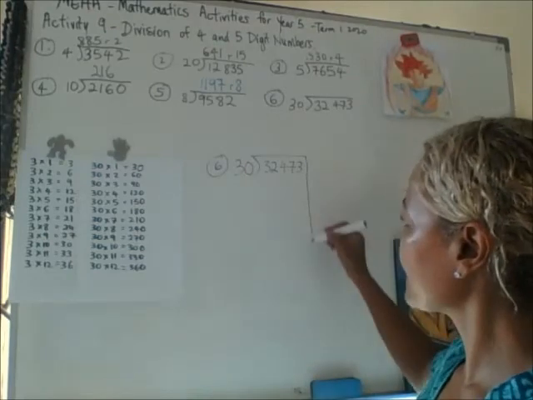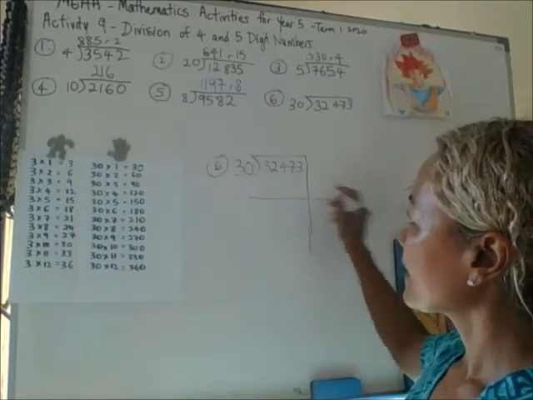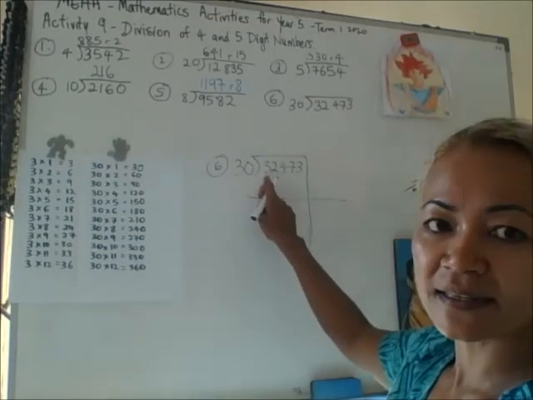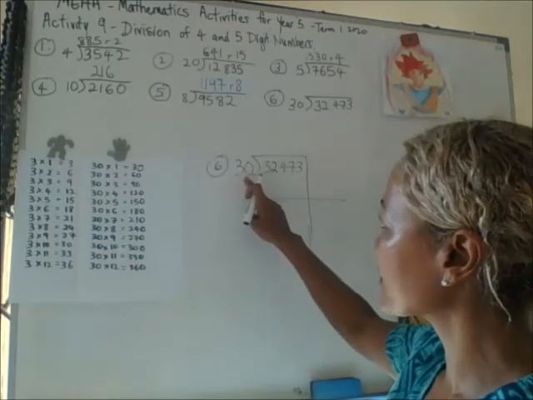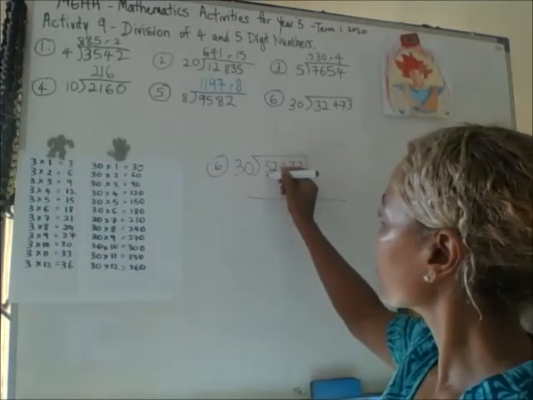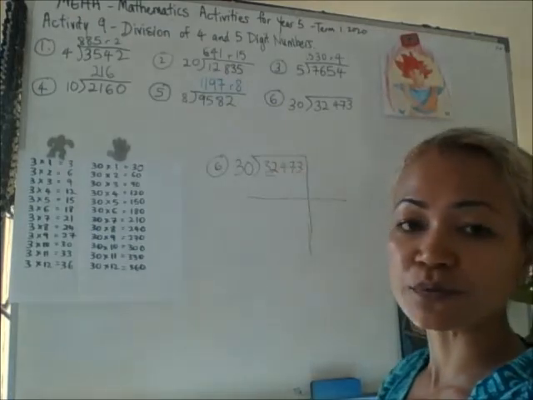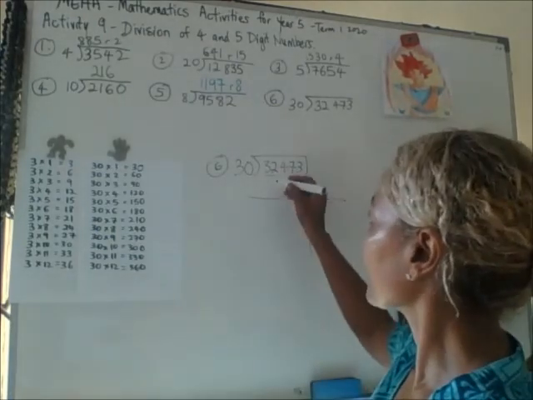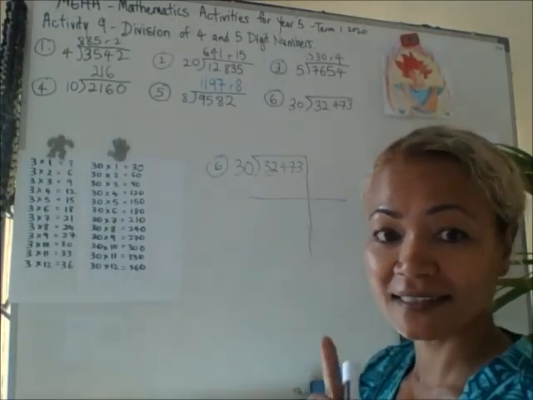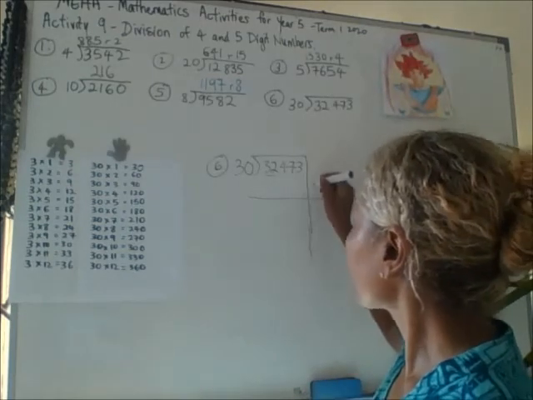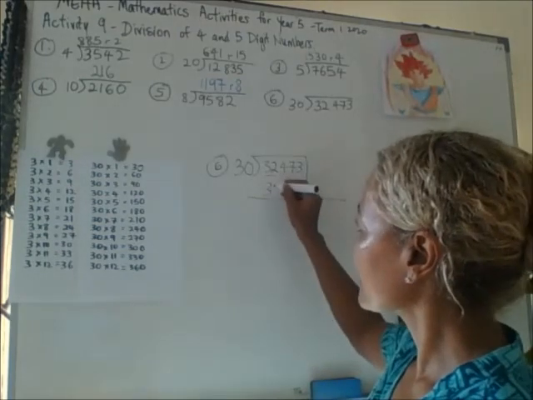Using our same method. Can 30 go into 3? No, it can't. Too small. Can 30 go into 32? If we use these first 2 digits, 32. Yes, it can. Okay. How many times? Once, right? So 30 times 1 is 30.